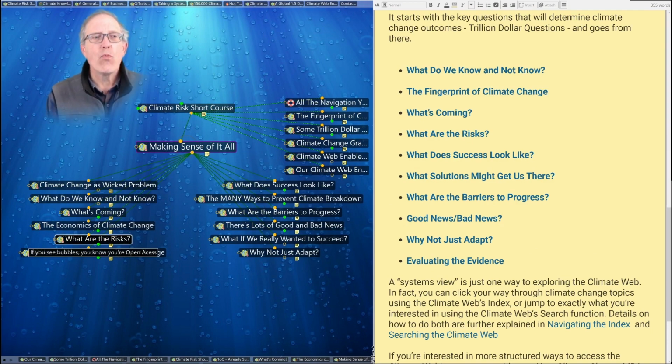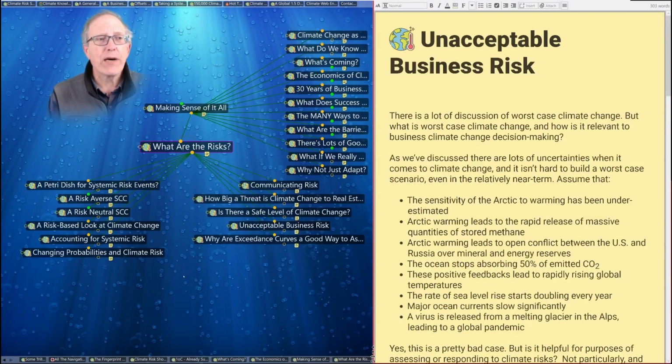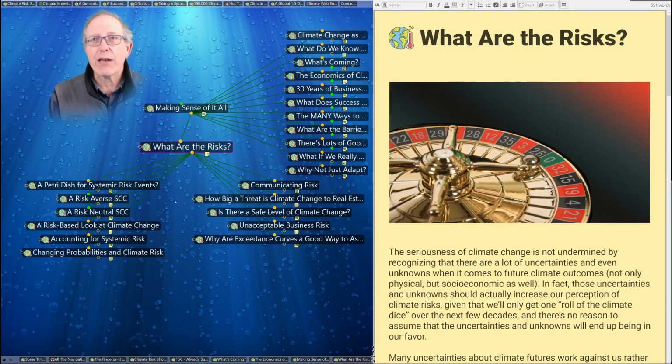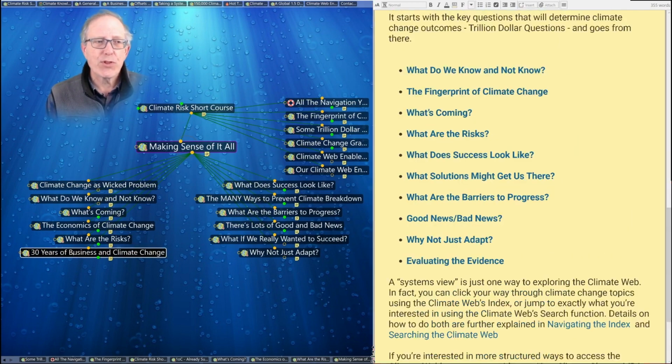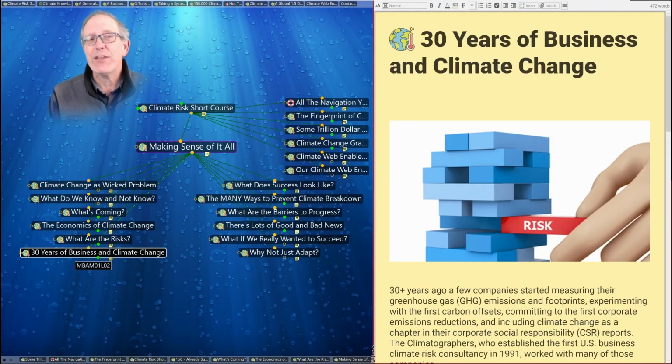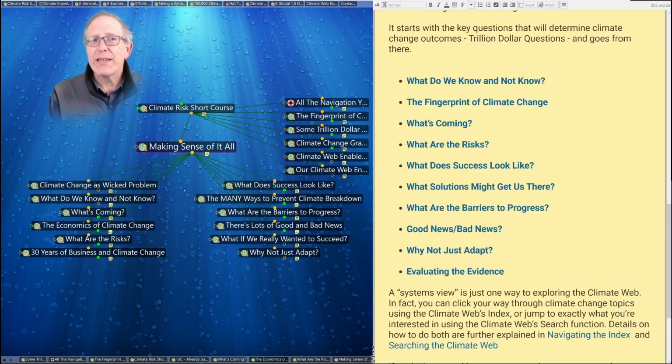Here you can dig into the economic modeling challenge associated with forecasting or thinking about climate change. So this is still all part of the making sense of it all. Similarly, what are the risks posed by climate change opens up categories of information that you can very easily take a look at. 30 years of business and climate change. What is the history of the business and climate change conversation? And if you click on that, you'll see the same kind of thing in terms of a whole bunch of subsidiary topics that you can dig into.